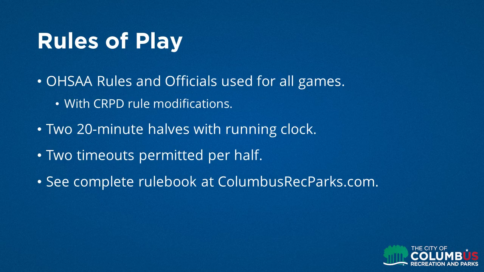CRPD leagues use Ohio high school rules with a few modifications. Games are 2 20-minute halves with a running clock. The clock only stops in the final minute of each half and during timeouts. Teams are permitted 2 timeouts per half. The complete adult basketball rulebook is located on our website.